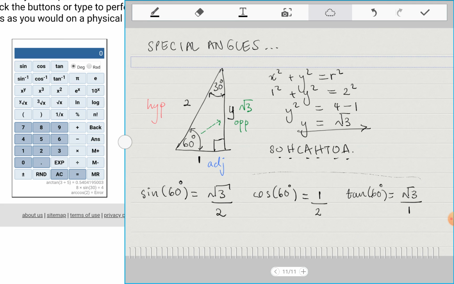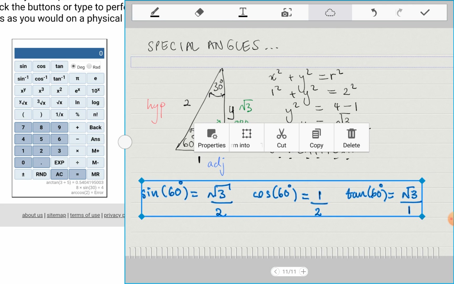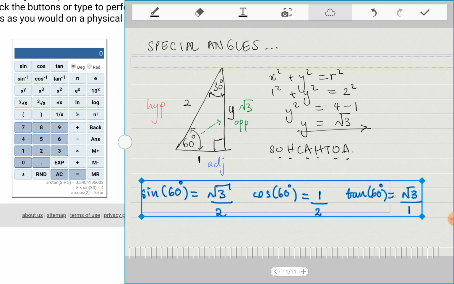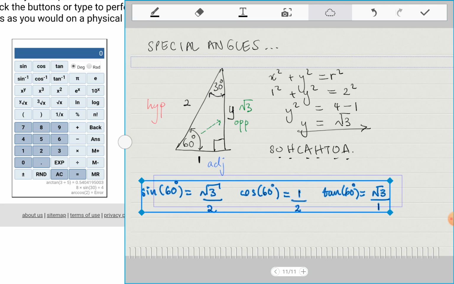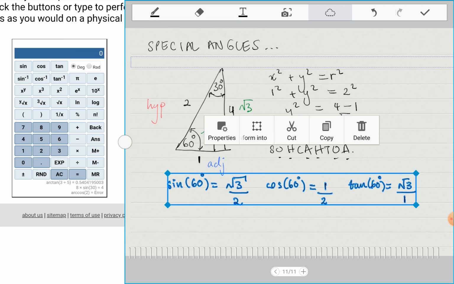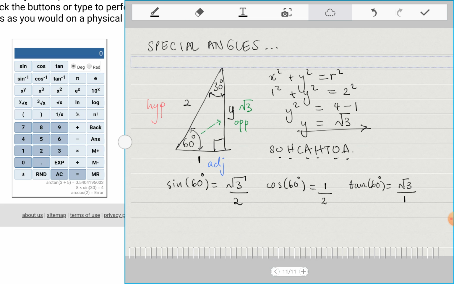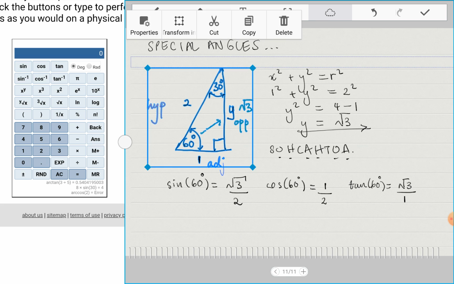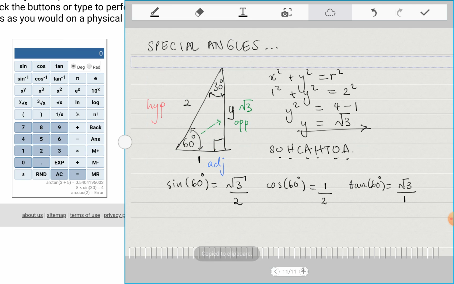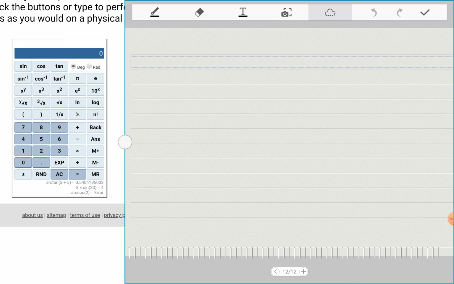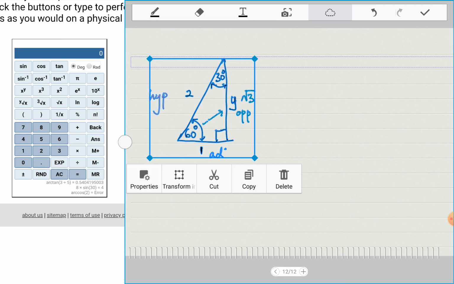On the same note, if we have a look at the values of the 30 degrees, we can examine 30 as well. So let's go ahead and redraw this triangle. Let's copy it down, take it over to the next screen, and paste that in there.